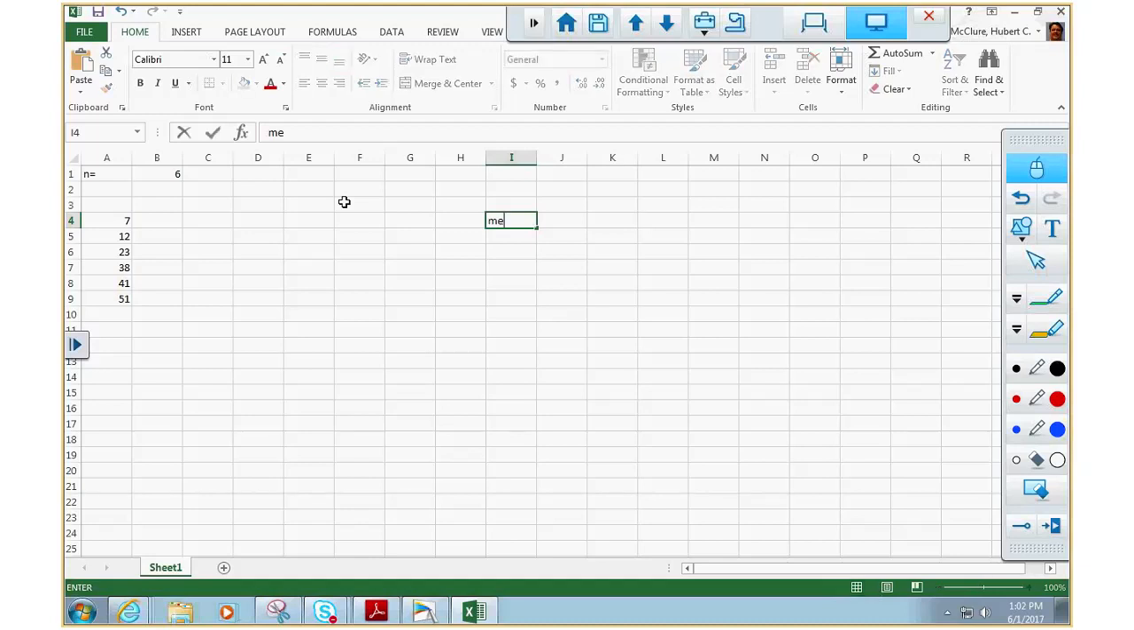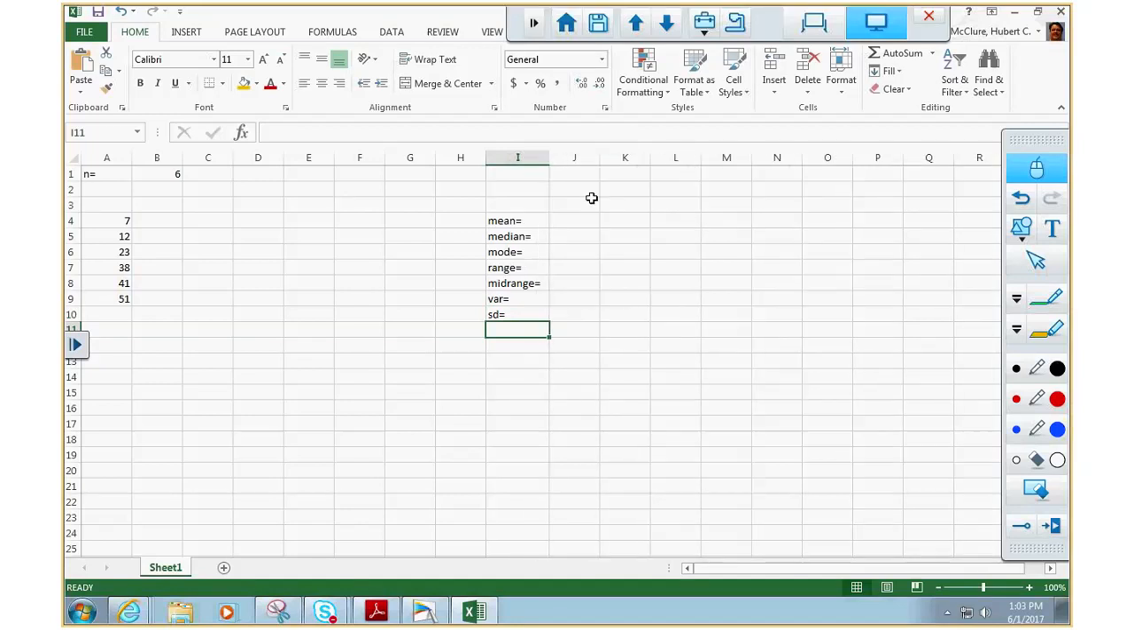So mean, median, range, mid-range, variance, and standard deviation. I'll give y'all a couple more minutes to get everything.